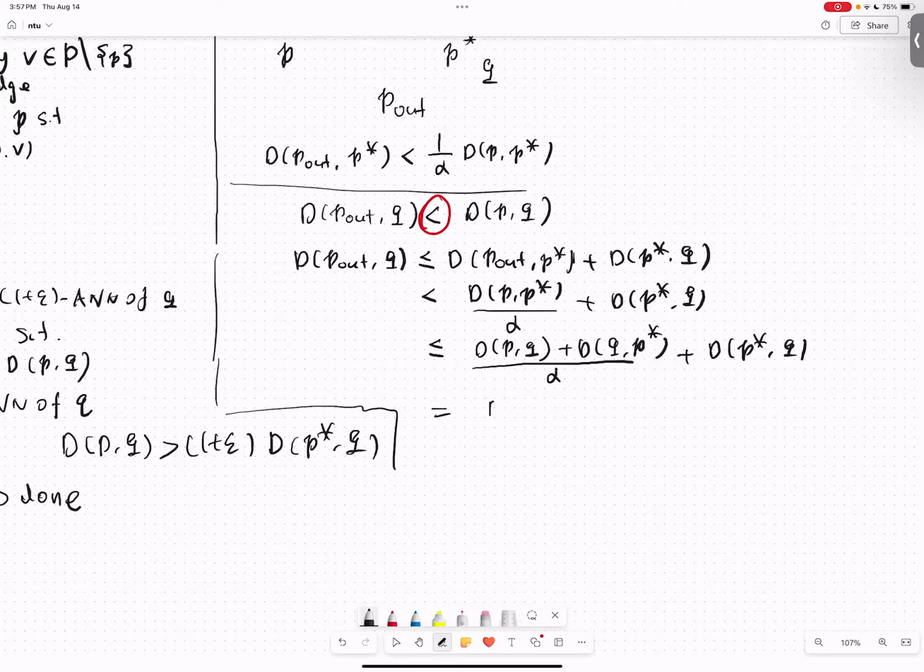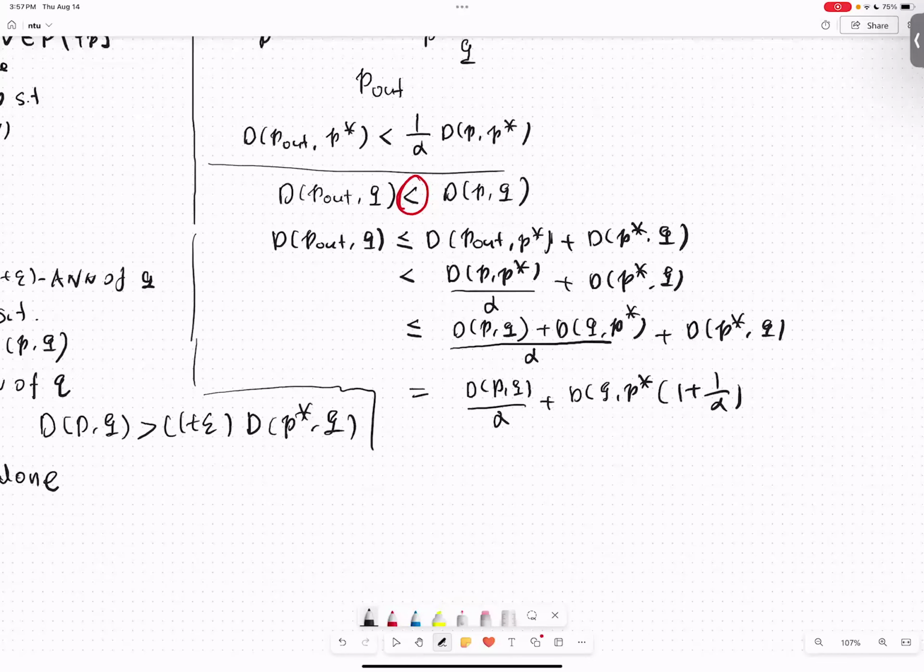I'm going to rearrange the terms a little bit so that you can see better. Okay, so this dQP star, and then 1 plus 1 over alpha, right? So this is just some simplification. Okay, and now I'm going to replace this term with dpq, and then I will be relaxing, right? So I'll be using this inequality to relax everything. So now this is dpq over alpha plus dpq over 1 plus epsilon, and then you get 1 plus 1 over alpha, right?